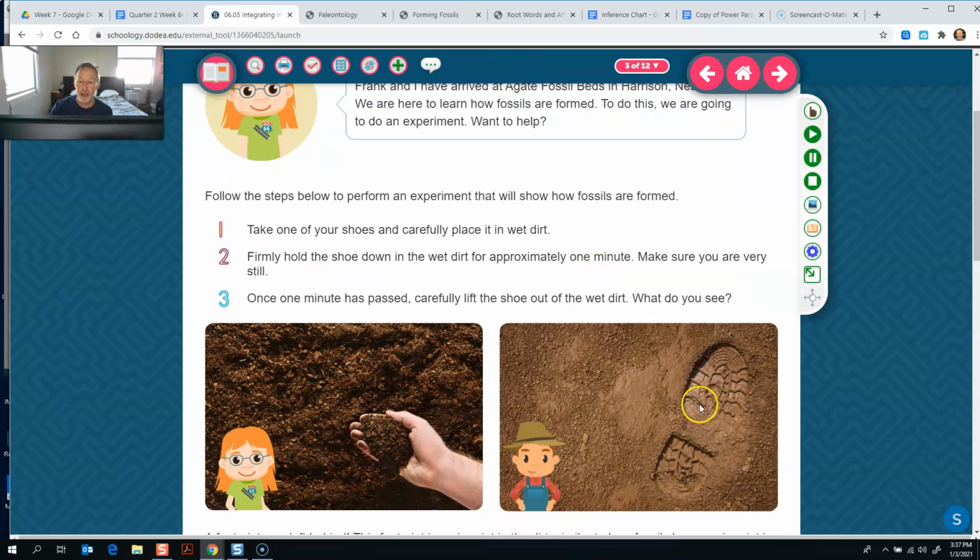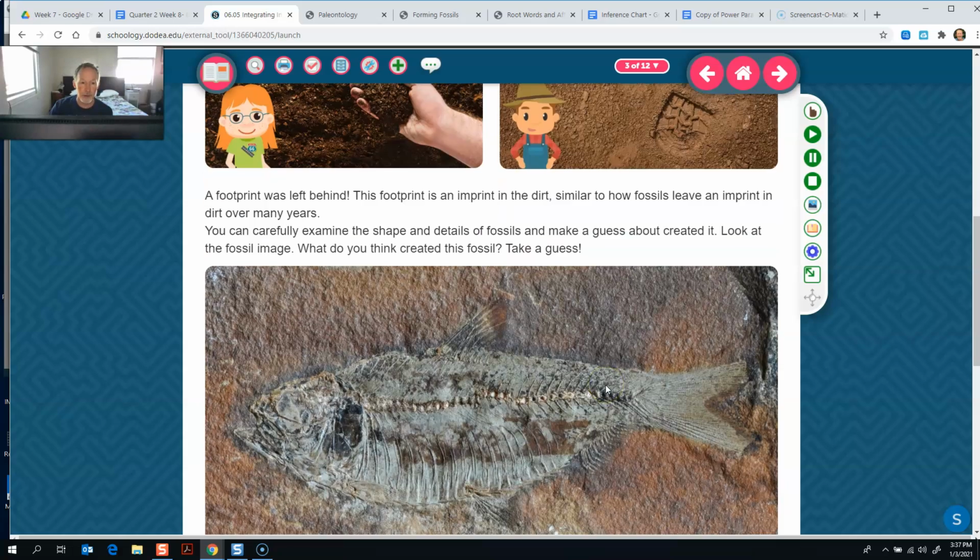But here you can see an imprint, okay, of a shoe. And then, whoa, hold it. Look at this. Imprint.